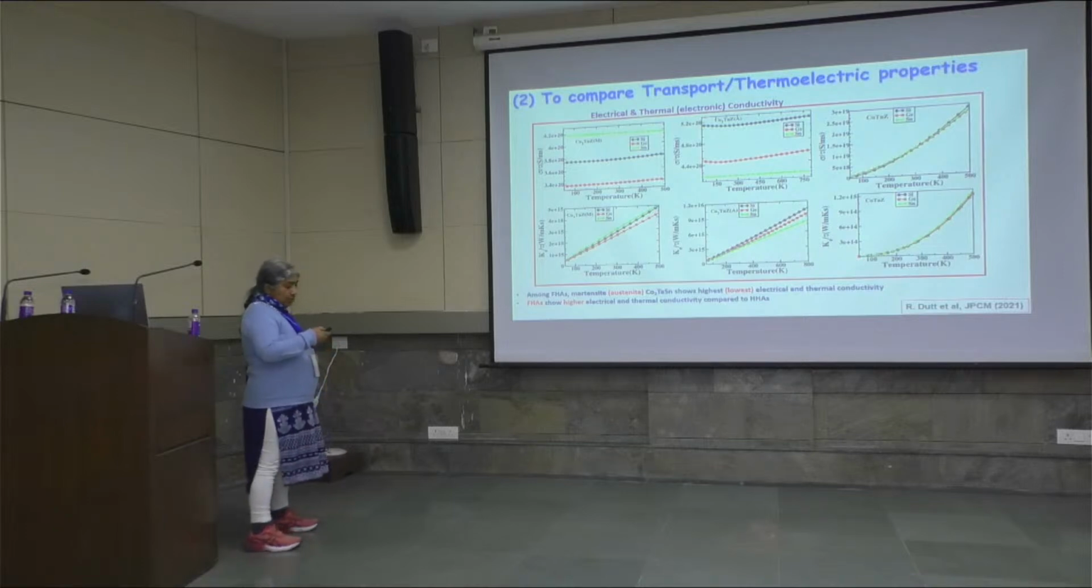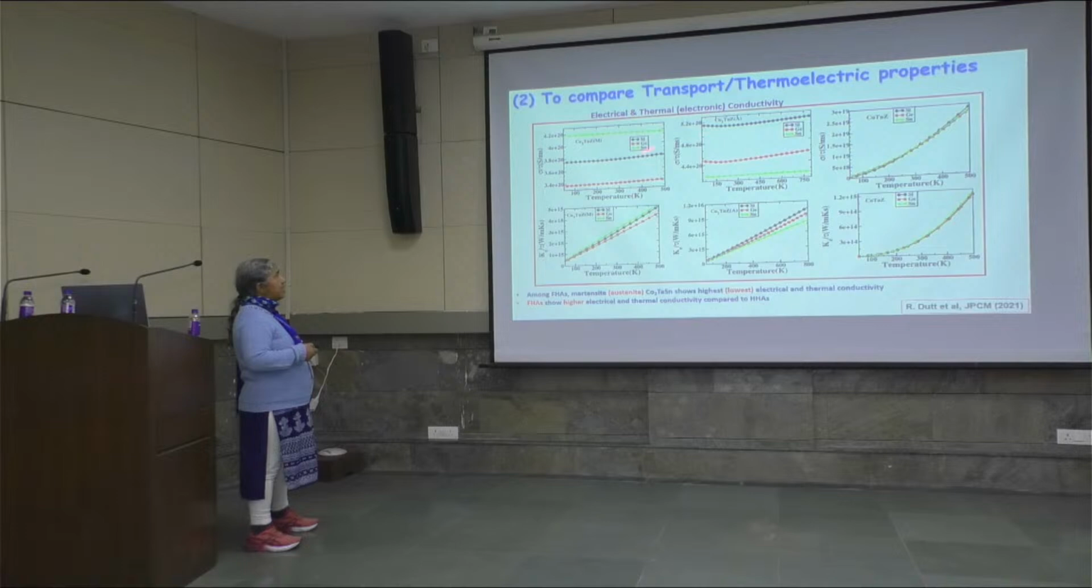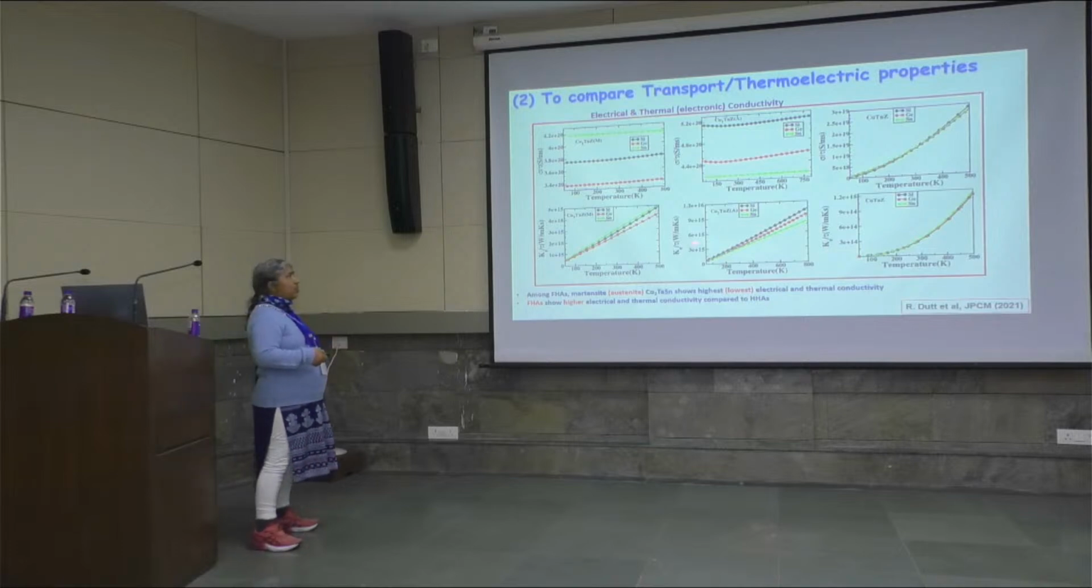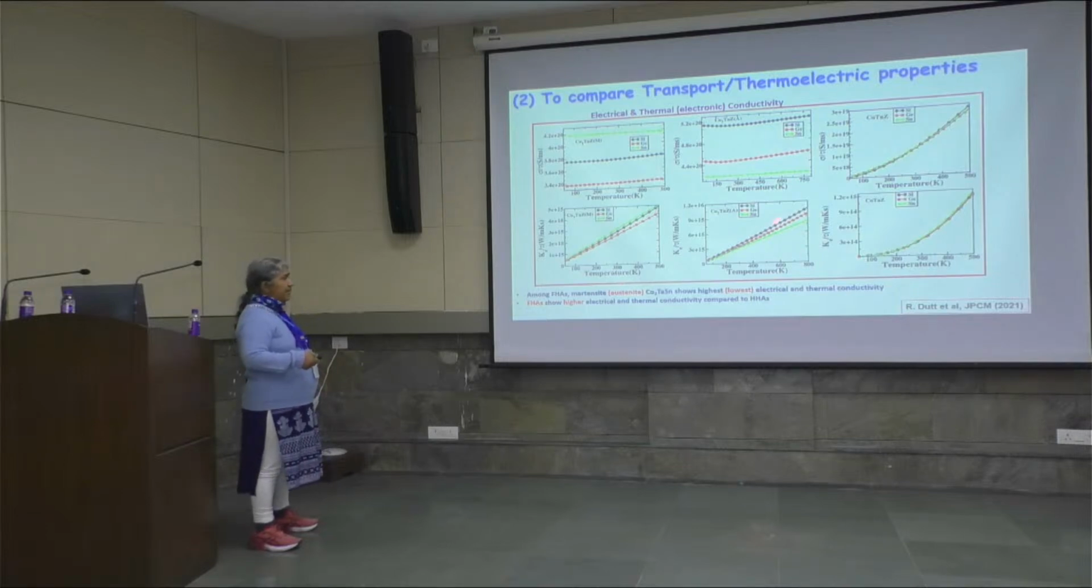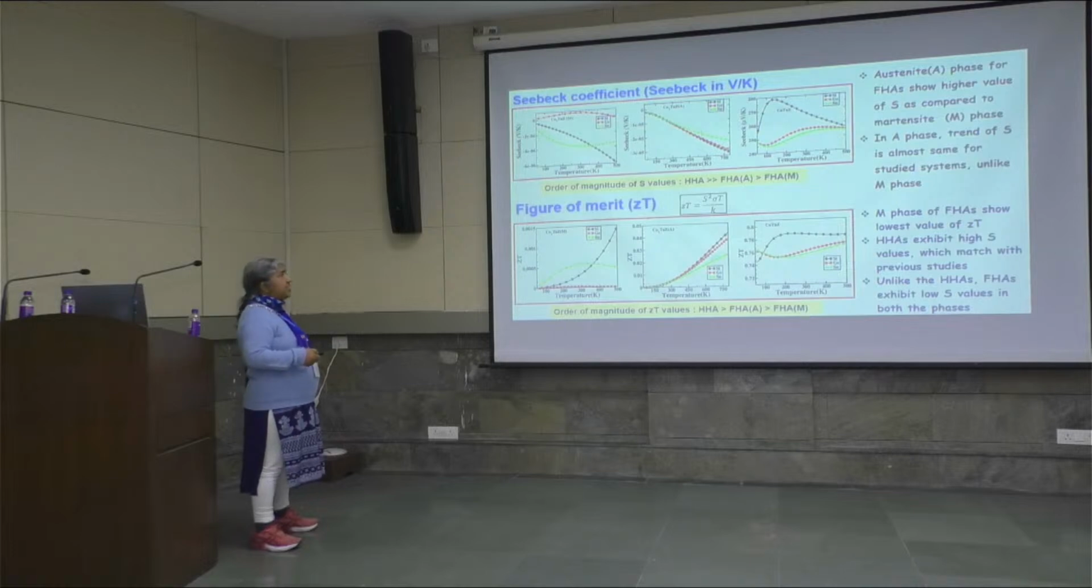Then second is to compare the thermoelectric properties or transport properties. So these are the electrical and thermal electronic conductivity values, sigma and kappa. Kappa is only the electronic part, because in this particular one we have done only the electronic contribution. We did not calculate any of the phonon contributions. In our later work we have done it, but not in this one, because here we are just interested in getting some kind of trend.